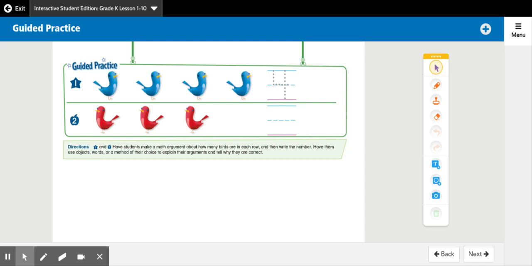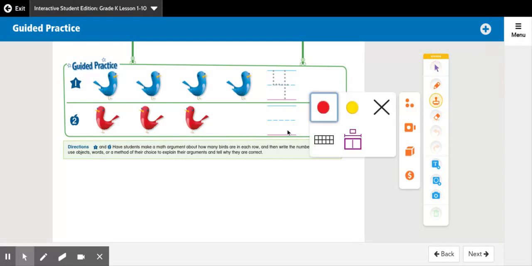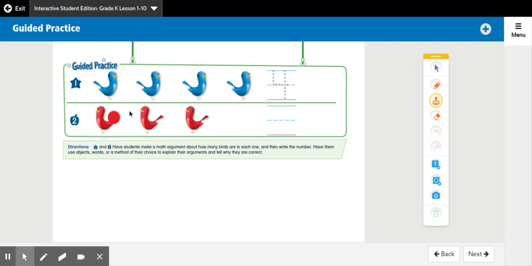Our directions say to make a math argument about how many birds are in each row and then write the number. So we have to use a way to explain how we know that there are 4 birds in row 1. We can use counters to mark each bird. So for number 1, we can put a counter over each bird.